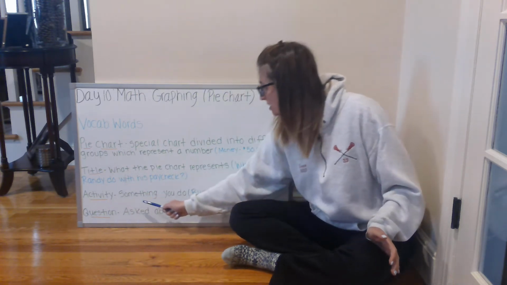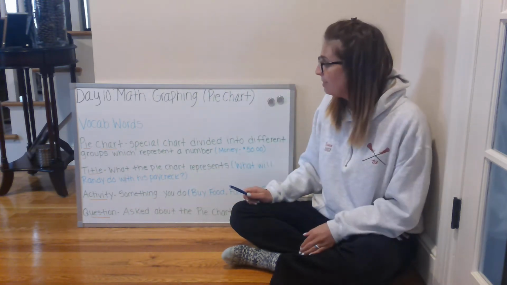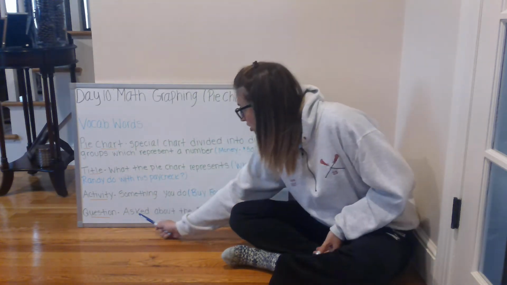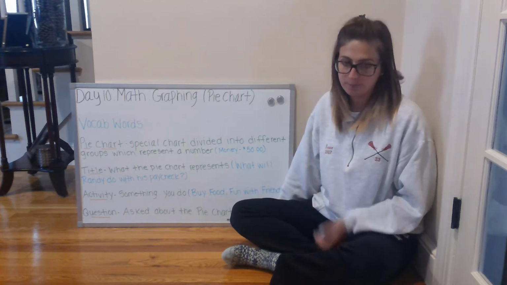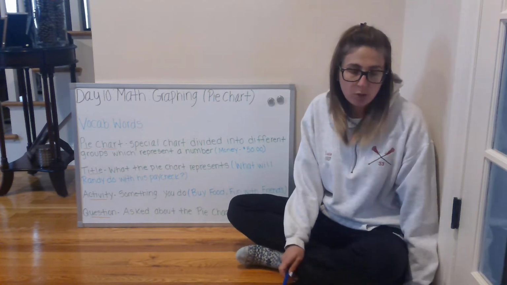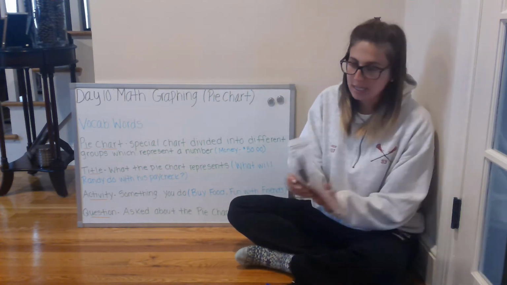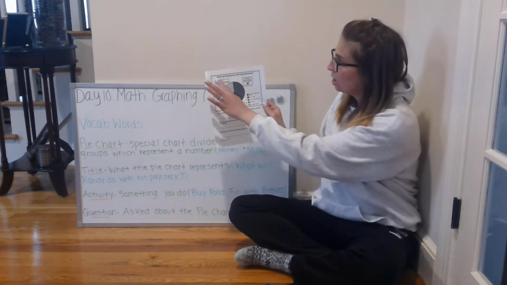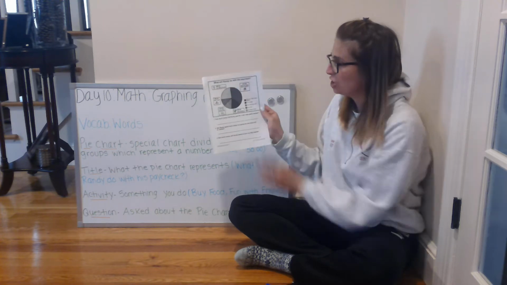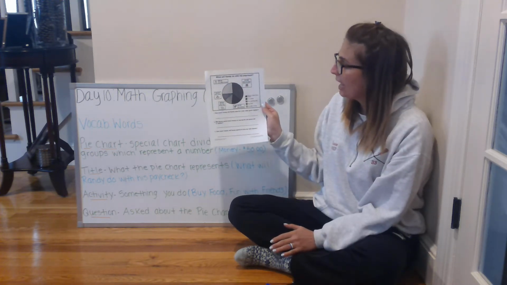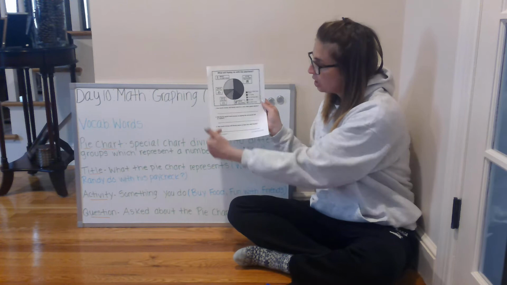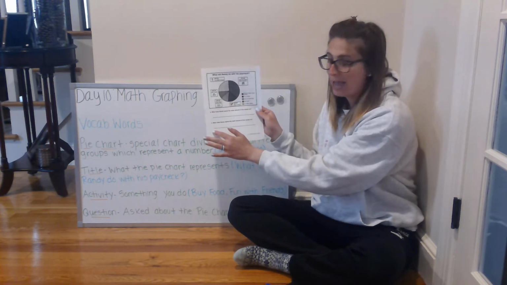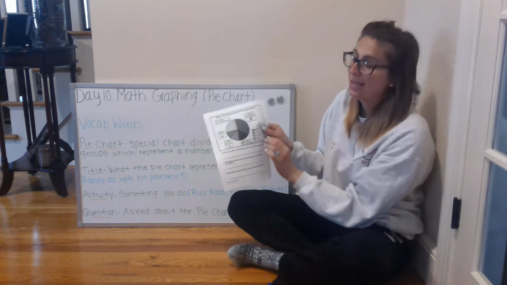An activity is something you do. And then there's going to be questions related to the pie chart. So questions are asked about the pie chart. The materials that we are going to need are our pie chart that looks like this with the title, What Will Randy Do With His Paycheck? There's going to be 3 questions on the front, and when you flip it over, there'll be 2 questions on the back. You're also going to need a pencil.